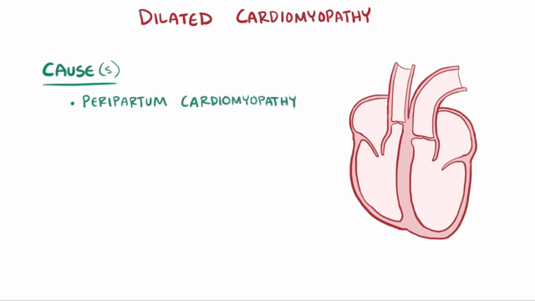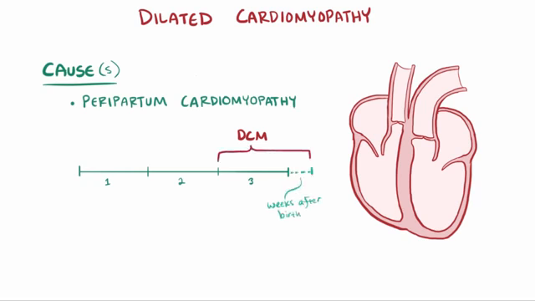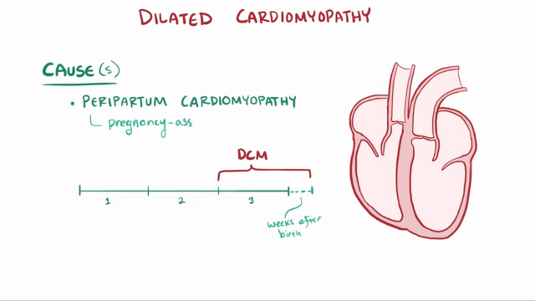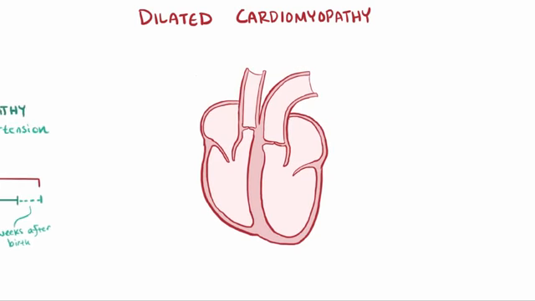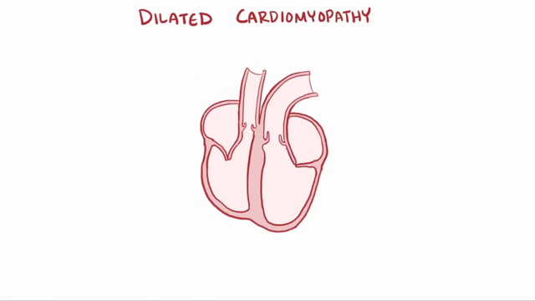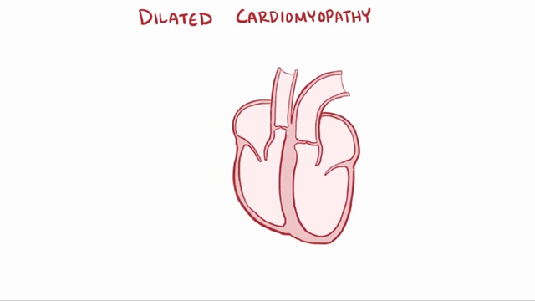Peripartum cardiomyopathy is an important cause as well, where dilated cardiomyopathy can develop in the third trimester of pregnancy or in the weeks following delivery, probably because of issues like pregnancy-associated hypertension, although about half of patients recover following pregnancy. As you can see, there are a lot of things that can lead to dilated cardiomyopathy, and regardless of the cause, the outcome is less effective systolic function.